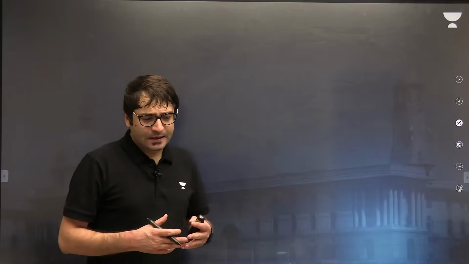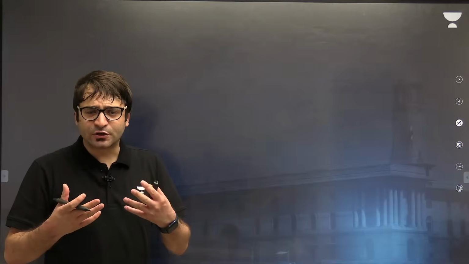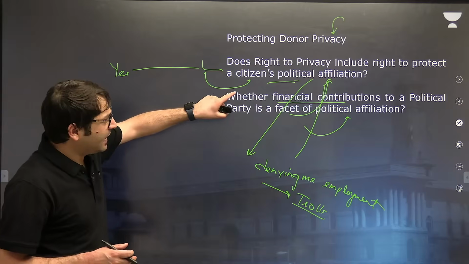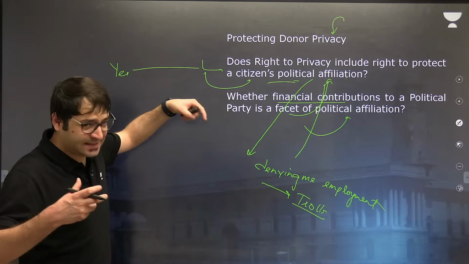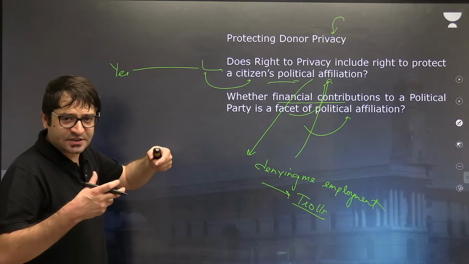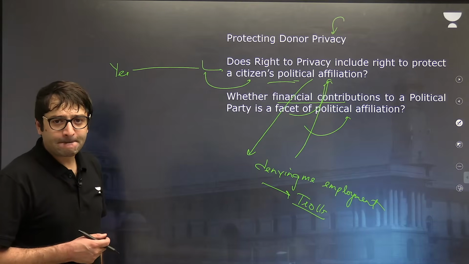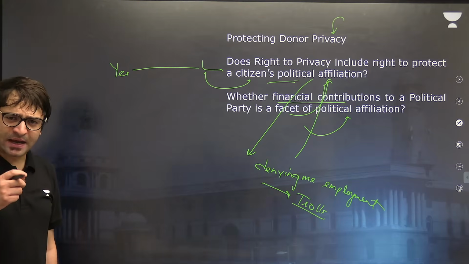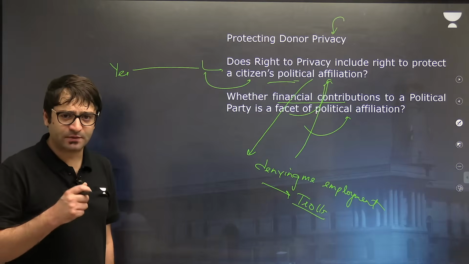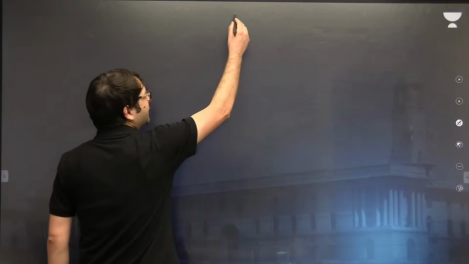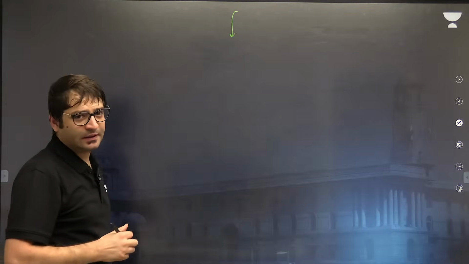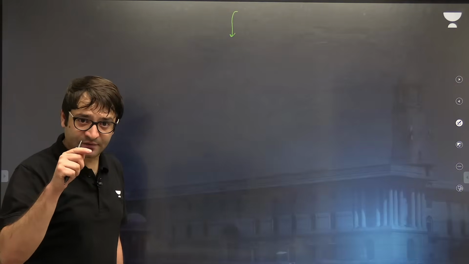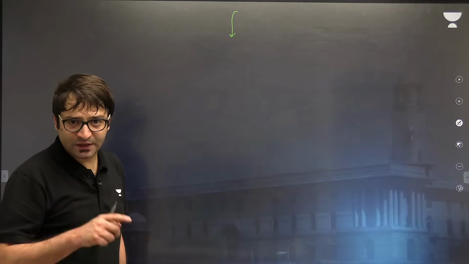Supreme Court said, look at the political affiliation of an individual. Is a citizen's political affiliation included as part of the citizen's right to privacy? Court said yes. But at the same time, the court also raised an important matter. If this political affiliation is not protected under right to privacy, then there can be state surveillance. How state surveillance? Listen to me carefully.